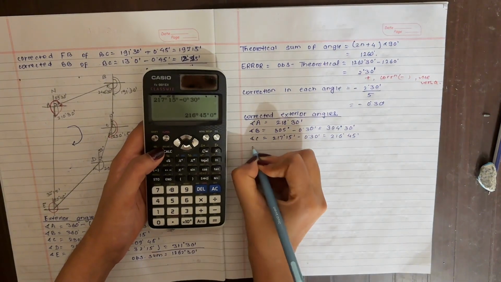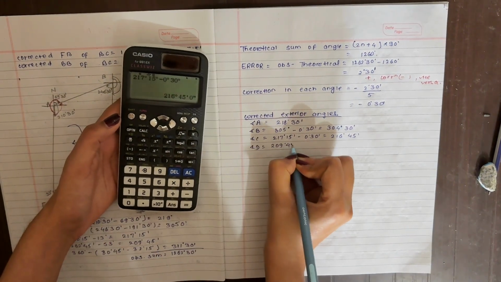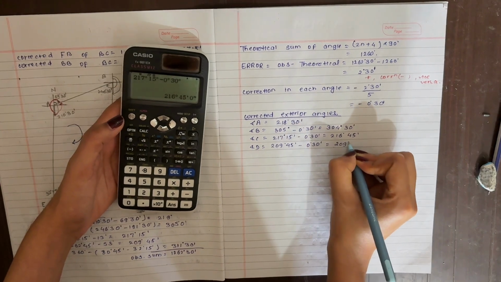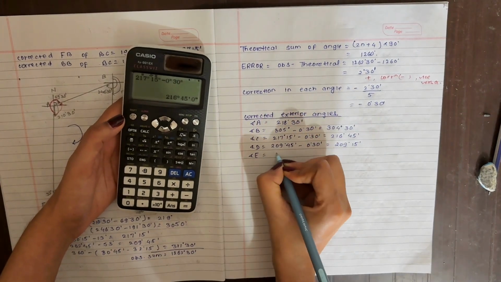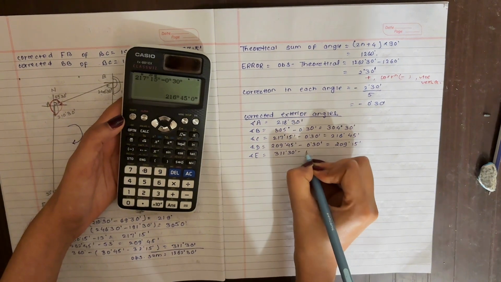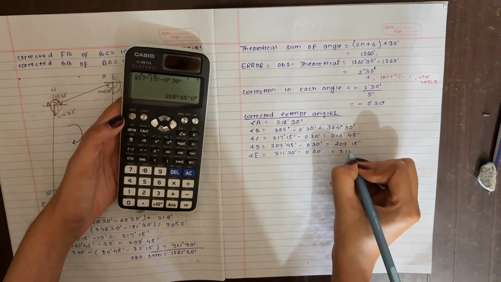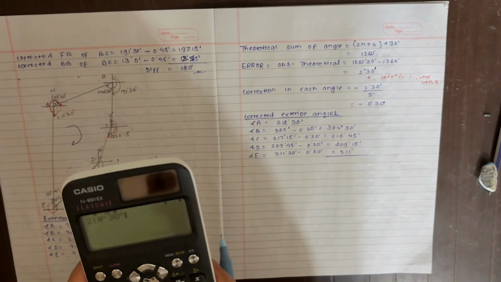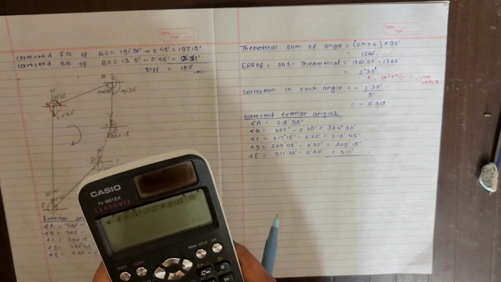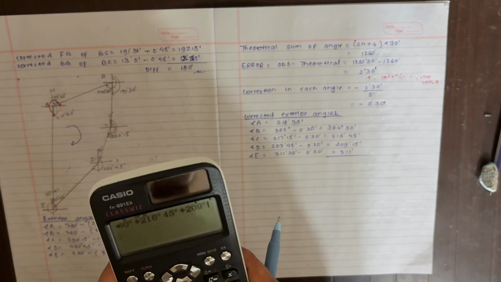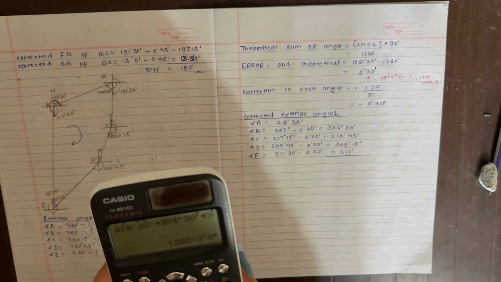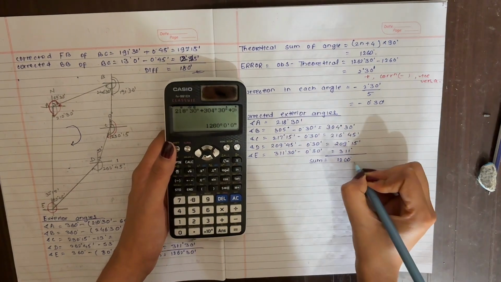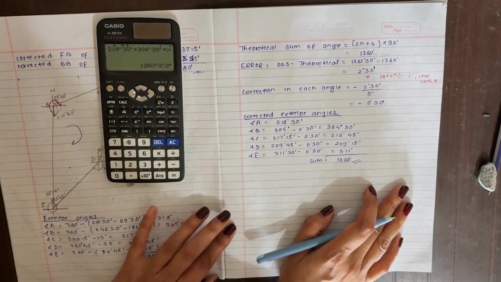216 degree 45 minute. Angle D is equal to 209 degree 45 minute minus 0 degree 30 minute, which is equal to 209 degree 15 minute. Angle E is equal to 311 degree 30 minute minus 0 degree 30 minute, which will equal 311 degree. So now the sum of the corrected exterior angles is 280 degree 30 minute plus 304 degree 30 minute plus 209 degree 15 minute plus 311 degree, that is 1260 degree. So this is corrected, checked.